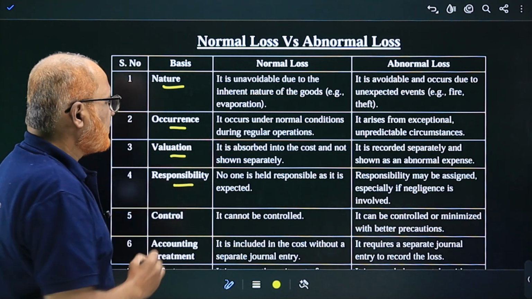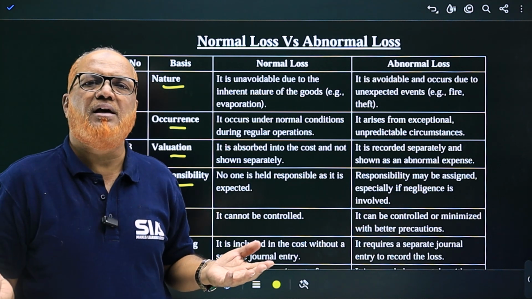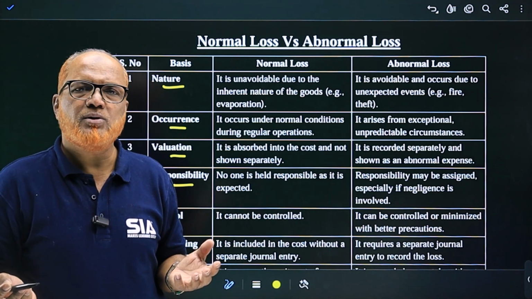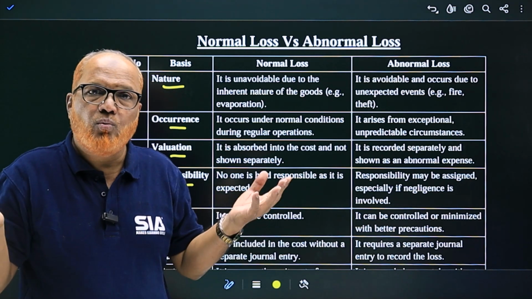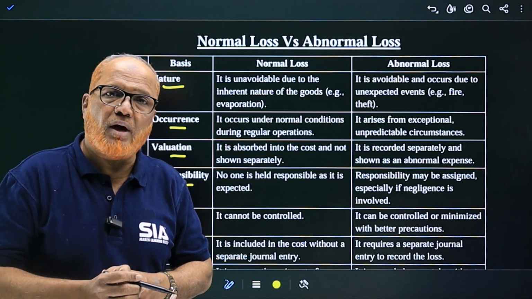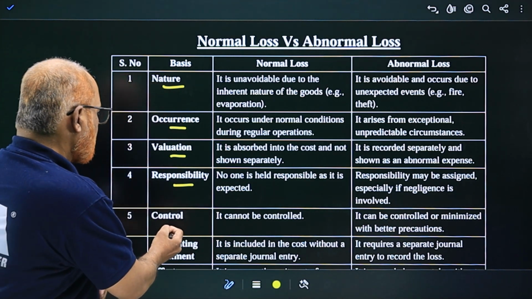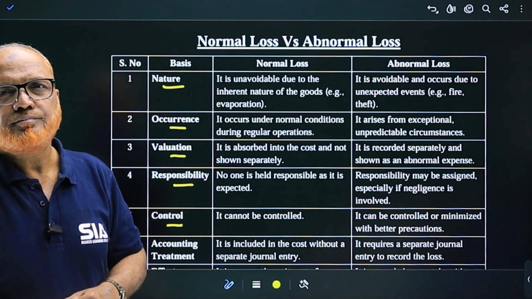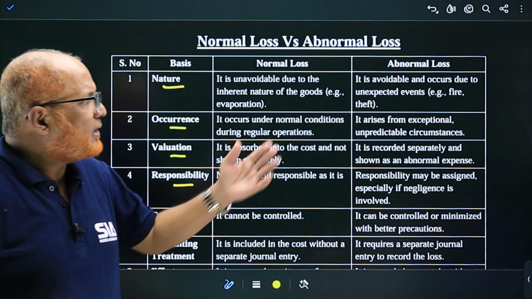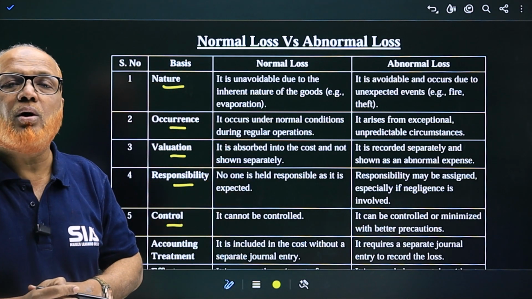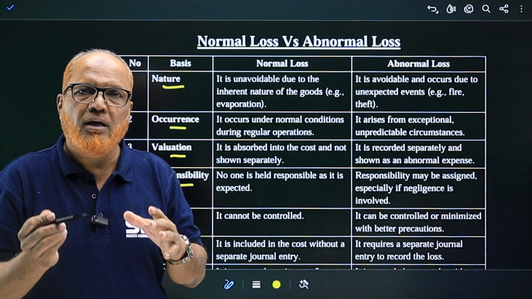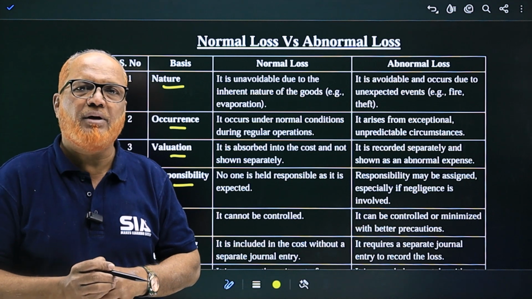Next comes responsibility. No one is held responsible for normal loss, as it is expected and unavoidable. According to the nature, this loss will happen. Whereas responsibility may be assigned in case of abnormal loss, especially if negligence is involved. Next one is control. Normal loss cannot be controlled due to the inherent nature of the goods. But abnormal loss can be controlled or minimized by taking some precautionary measures or by taking an insurance policy also.